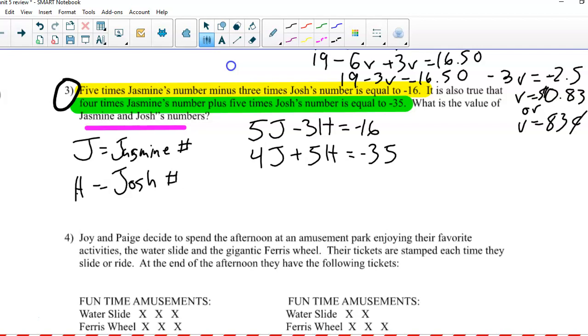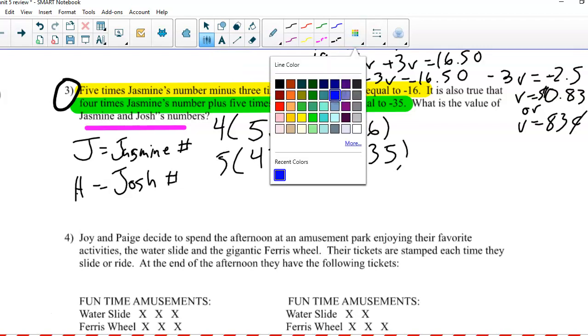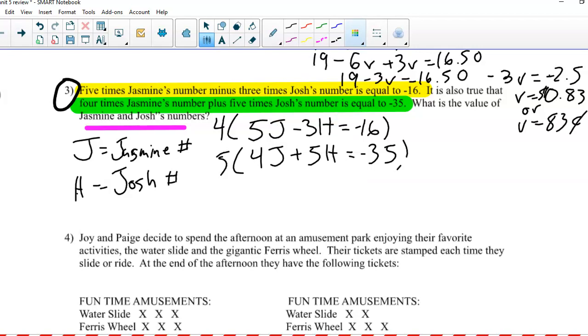J. If we are eliminating J, we're multiplying what? 5 and 4 to what? So 4 to the top and 5 to the bottom. Which would give us 2 new equations. 20J minus 12H equals negative 64. I'm running out of space up here.